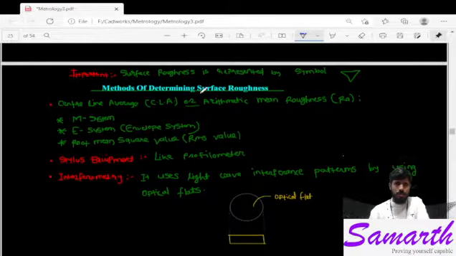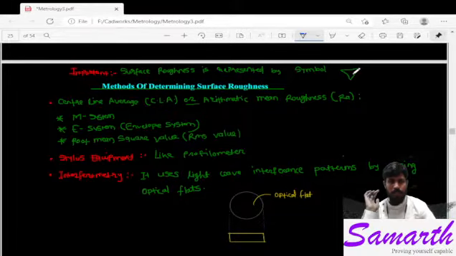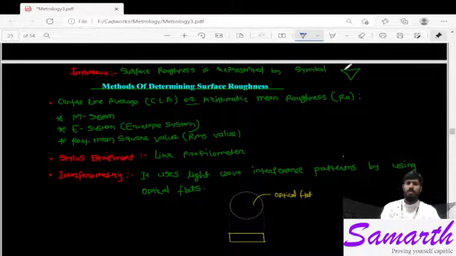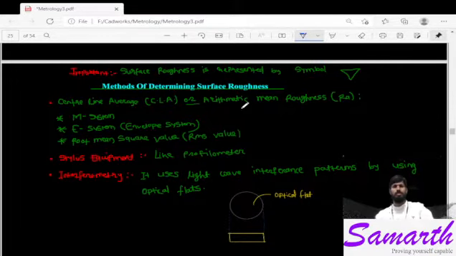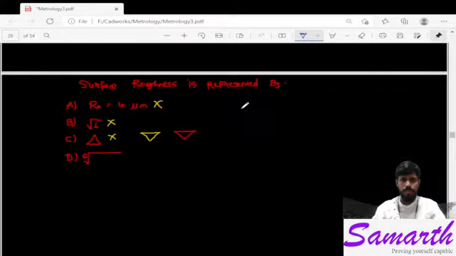Now, the important surface finish, how it is represented. This is the representation of the surface finish, an inverted triangle. Before starting the method of determining surface finish, we will see one MCQ.